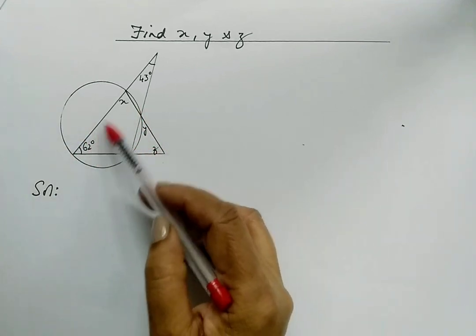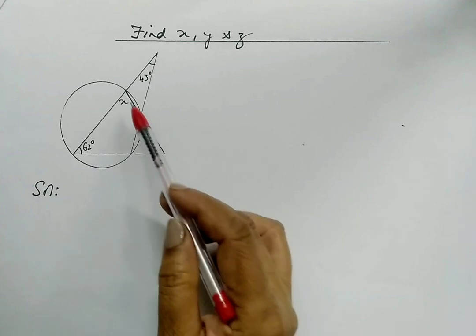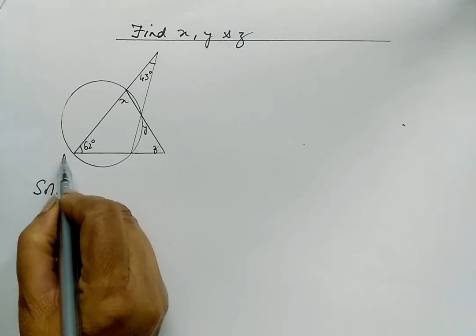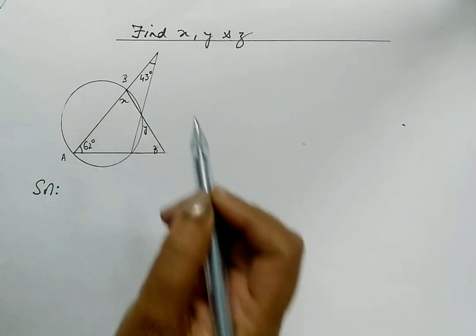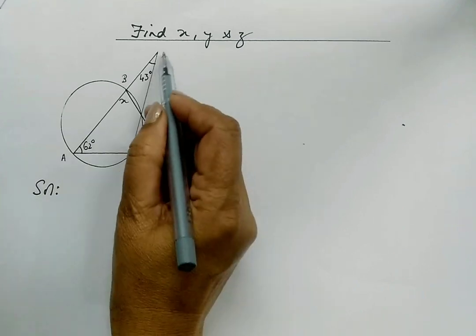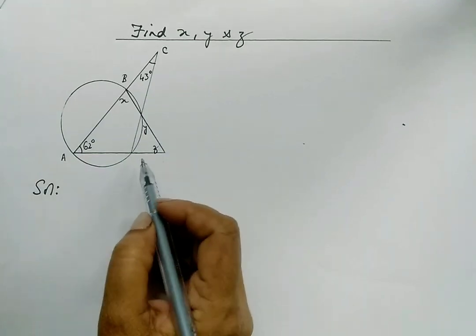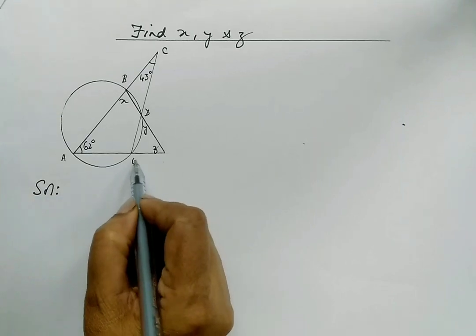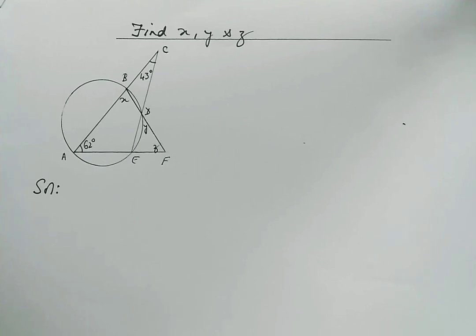Now we have one triangle here, another one is this. Alright, now here we have A, this is B, alright, this is C, correct, this is D, here is E, and finally we have F, correct.